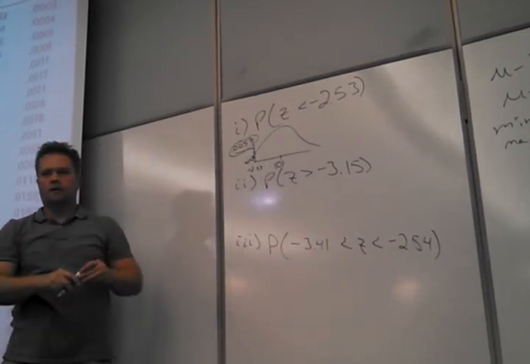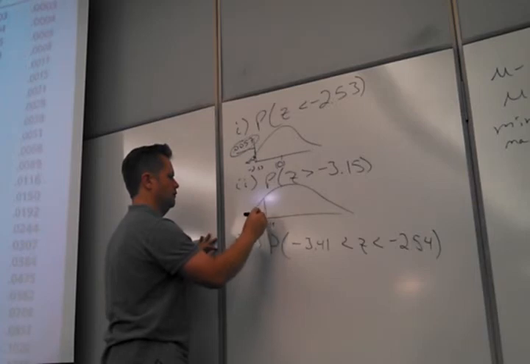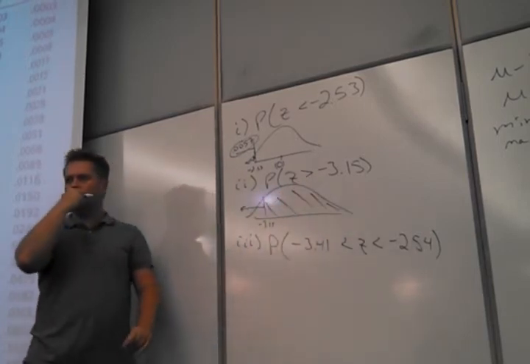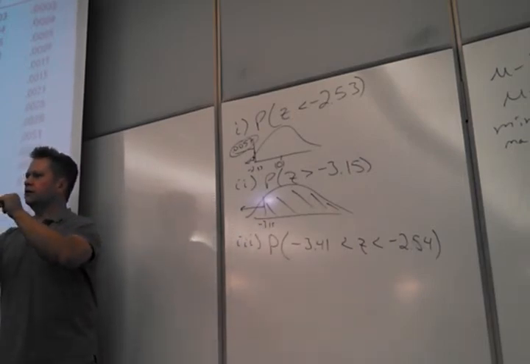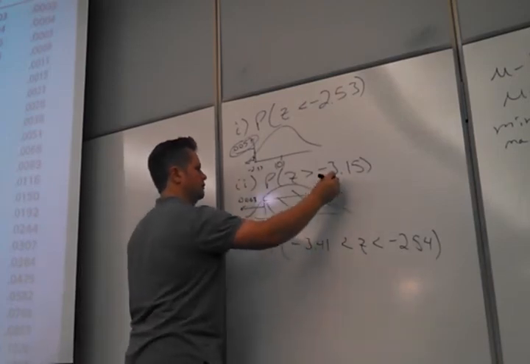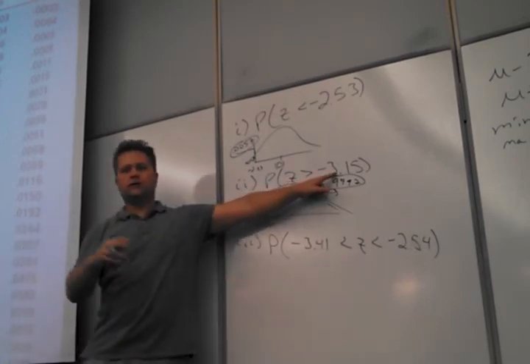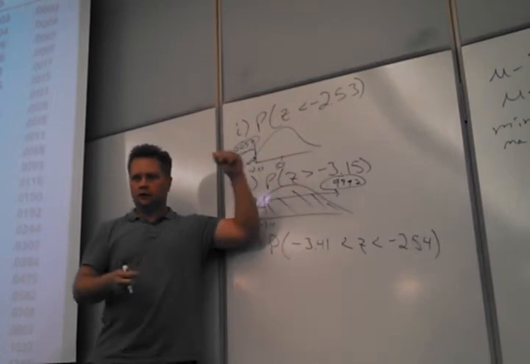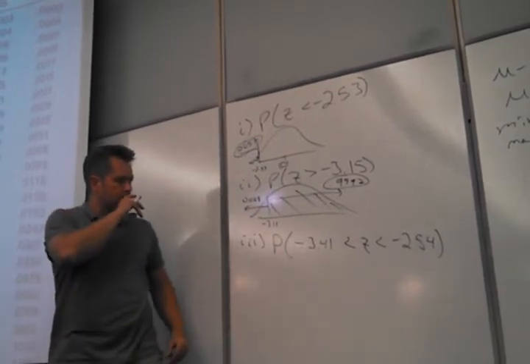Okay. So this guy, if I look up negative 3.15, what area do you get? Because I want above negative 3.15. 0.999. So if you look at negative 3.15, you get 0.0008. And then 1 minus that, 0.9992, right? Now who looked up positive 3.15? Cool. If you do that, that's the shortcut, and you get that directly. You saved about 3 seconds. That adds up over time.